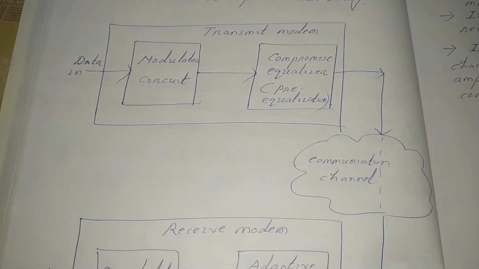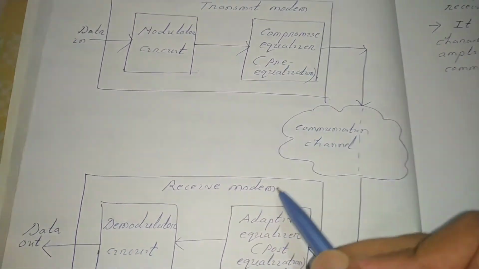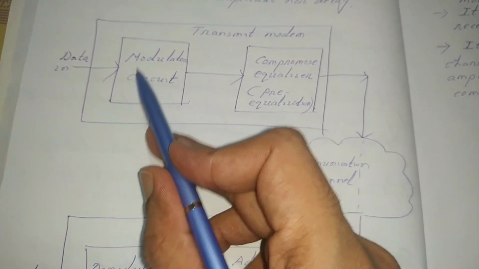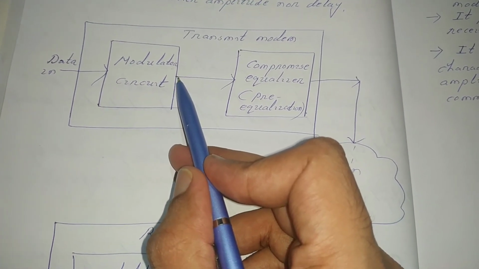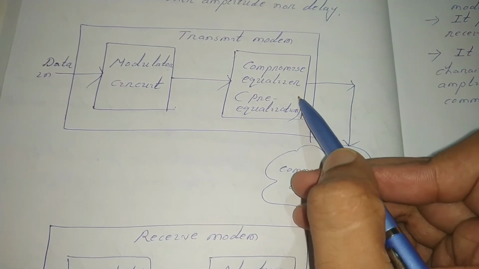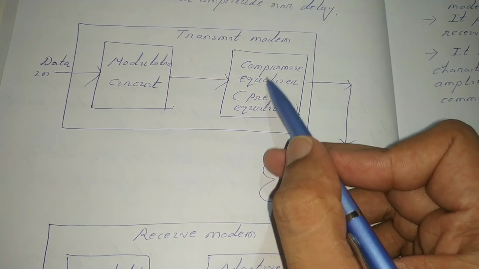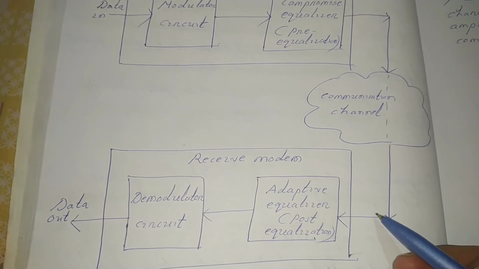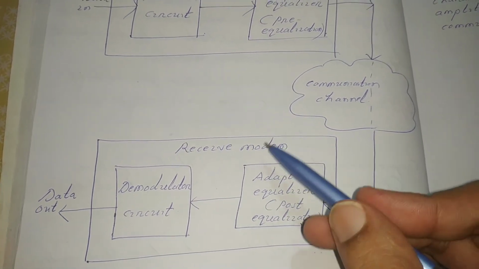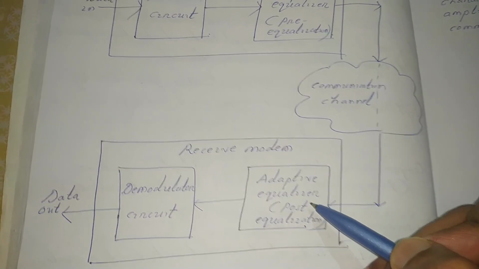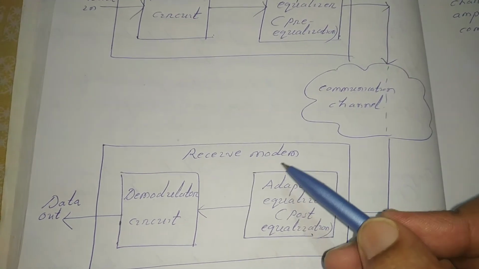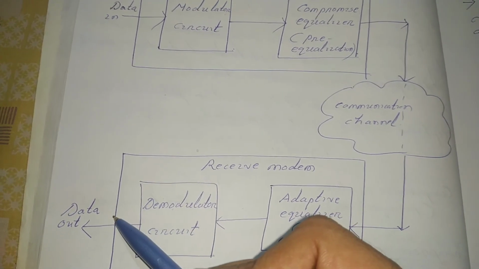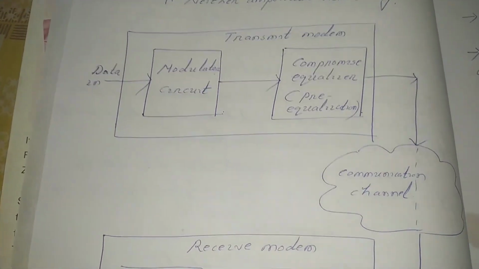Next, see this diagram. Here I have shown you the transmit side modem, and this one is what? The receiver side modem. So here the data is entered into the modulator circuit. After modulation, it feeds that data to the compromise equalizer, or the pre-equalization circuit. After performing the equalization, it transmits through the communication channel, and from the communication channel it reaches the receiver side, where it is first fed into the what? Adaptive equalizer, or the post-equalization circuit. After the post-equalization is completed, it goes into the demodulator circuit, and finally the data comes out from the receiver modem. So that is the block diagram.